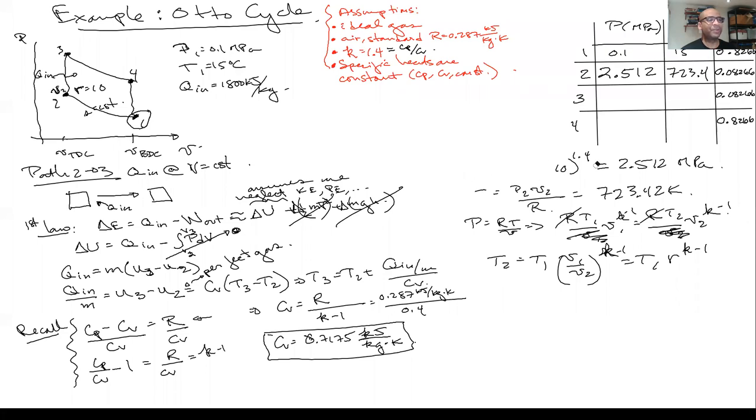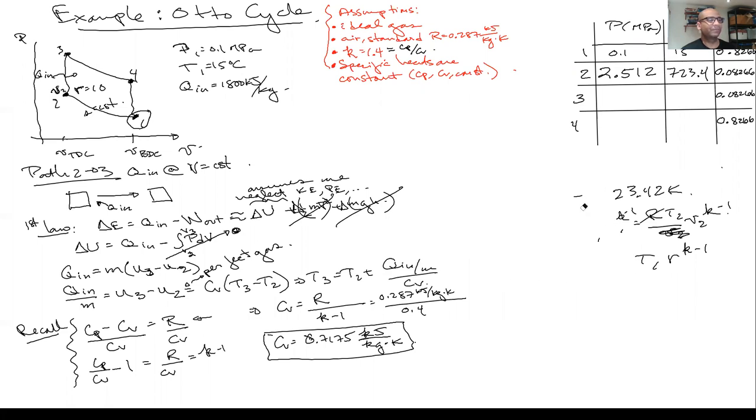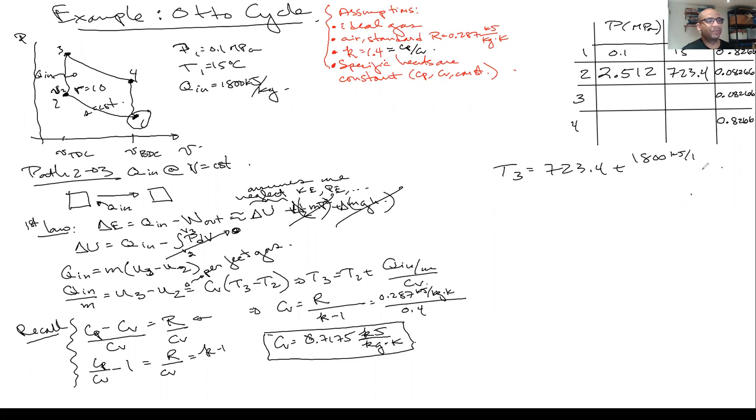Okay, so let's finish computing the value of T3. What's T3 going to be equal to? T2, 723.4 Kelvin, plus Q in, 1800 kilojoules per kilogram, divided by the value of Cv, 0.7175 kilojoules per kilogram Kelvin. The kilojoules per kilogram cancel, and Kelvin works out. So T3 is equal to, I'm just going to punch it in there very quickly, and we find that T3 is equal to 3232.1 Kelvin. There we go.